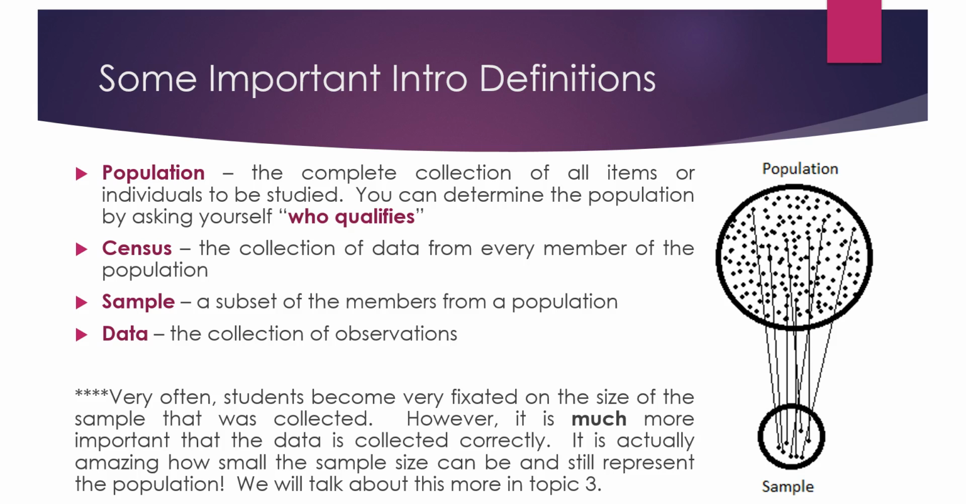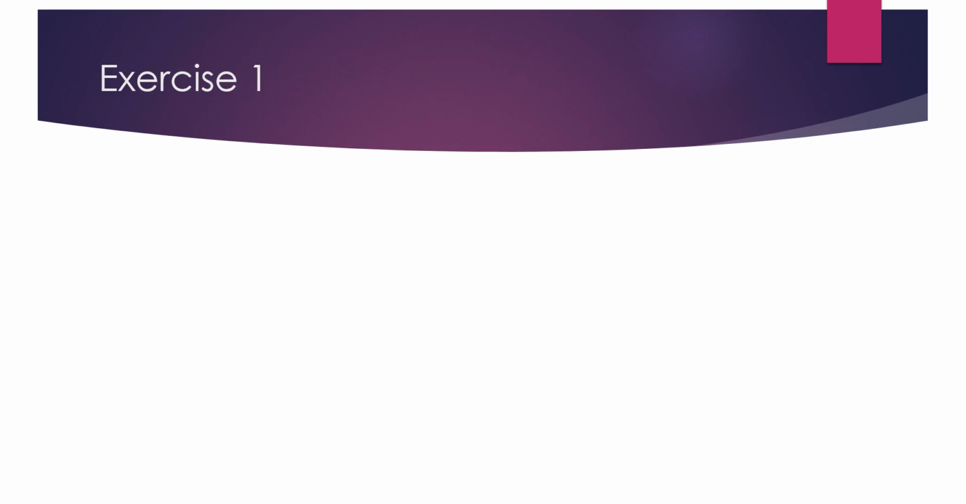So if we selected those 1,000 people well, it's probably pretty likely that those 1,000 people are going to do a good job at representing the results we would have gotten if we had a census performed. So let's do an exercise. The first thing that I want to do here is just state the population and sample for each of these examples. So remember, the population is who qualifies, and then the sample you can think about as who participates.